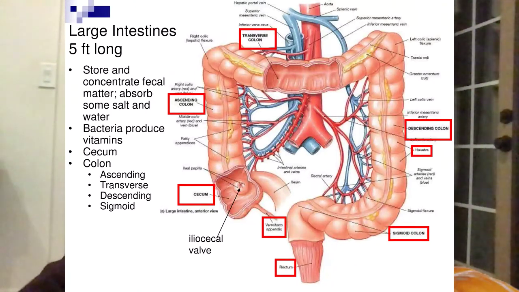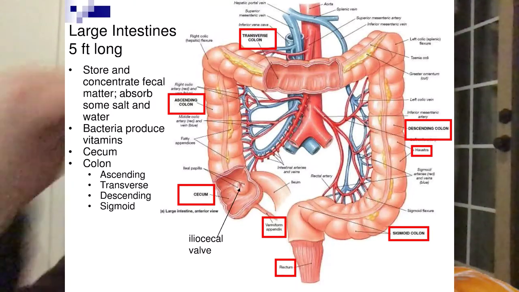And then just about under your liver or so, toward the back of your body, it takes a turn toward the left side, and that portion is called the transverse colon. And then on the left side of your body, it turns downward again. That's called the descending colon. And then the last portion, there's a little curve. That's called the sigmoid colon.